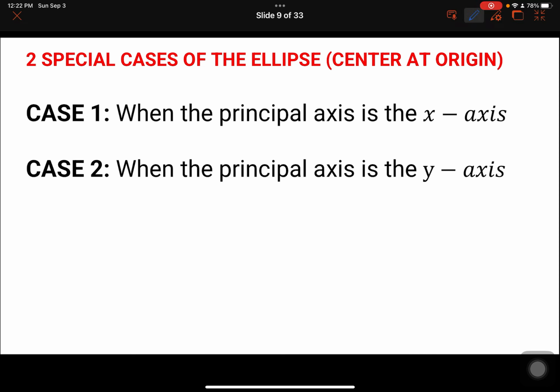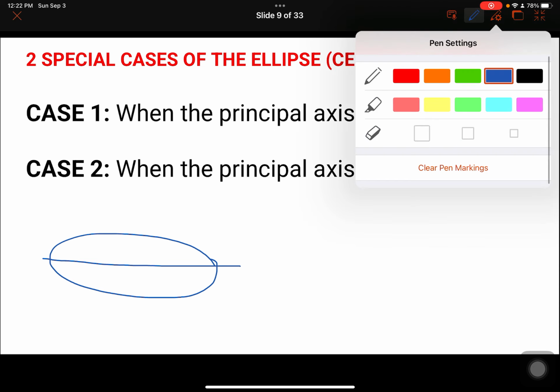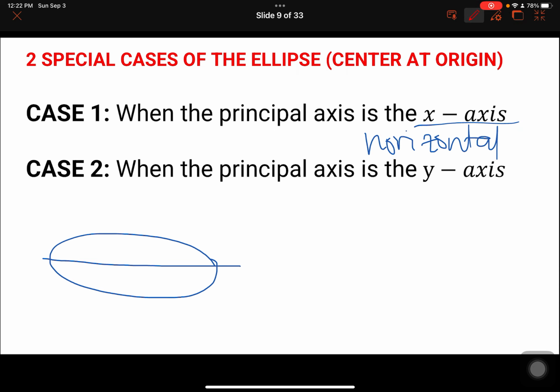So, let's somehow draw, no? Kung x po iyan, yan yung pinakamahaba. Ibig sabihin, dyan yung pinaka-elongated. So, ibig sabihin, naka-horizontal yung ating ellipse. Okay? Paano naman po kapag yung principal axis natin ay y, di ba? Yan yung y. So, somehow dyan, nakatayo yung ellipse natin. Therefore, naka-vertical ellipse tayo. Okay? Please take note of that.